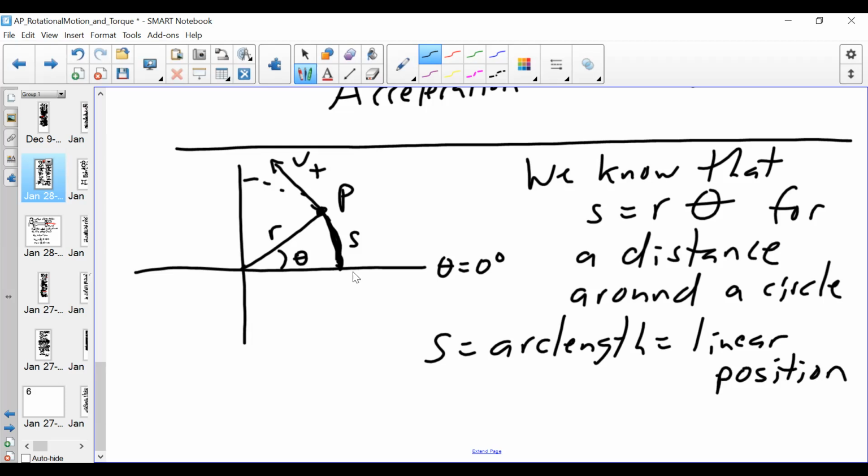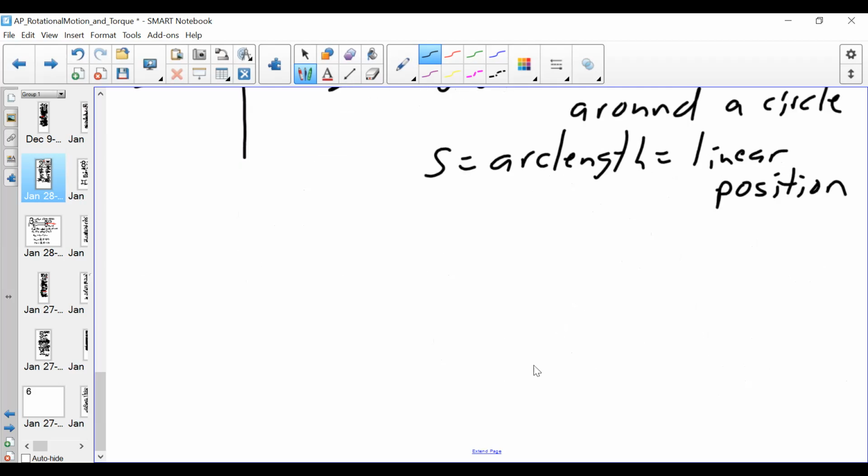Now, of course, if we said S sub i is equal to 0 down at the bottom here, and we come up to some final S, that would be our delta S. And the time it takes to change from S initial equals 0 to S final equals something that's not 0, we'll call that our linear velocity, which is what we're going to describe next.